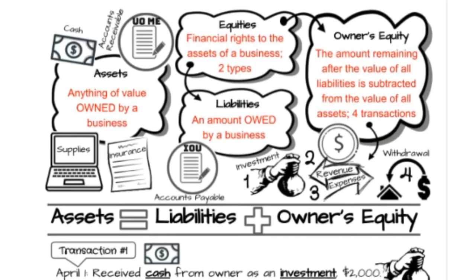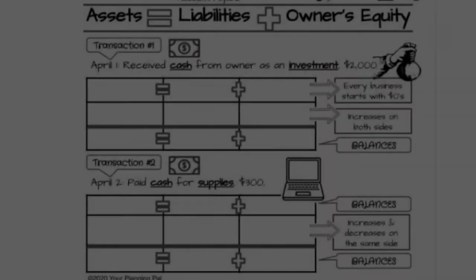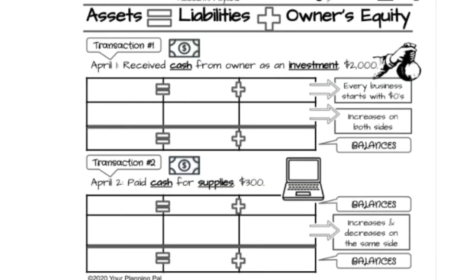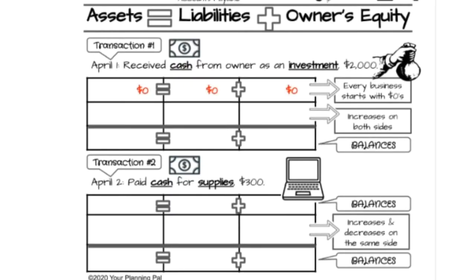And now we know a little bit more about what all of those things in the accounting equation mean. So let's move on to our first transaction. On April 1st, the business received cash from the owner as an investment. The owner put $2,000 of his or her own money into the business. So every business starts out with $0 in all categories of the accounting equation. So it's just now starting out. The very first thing that was done is this owner makes an investment.